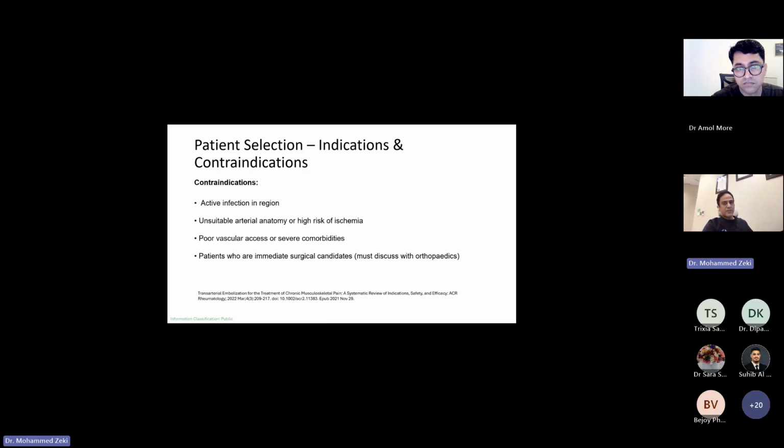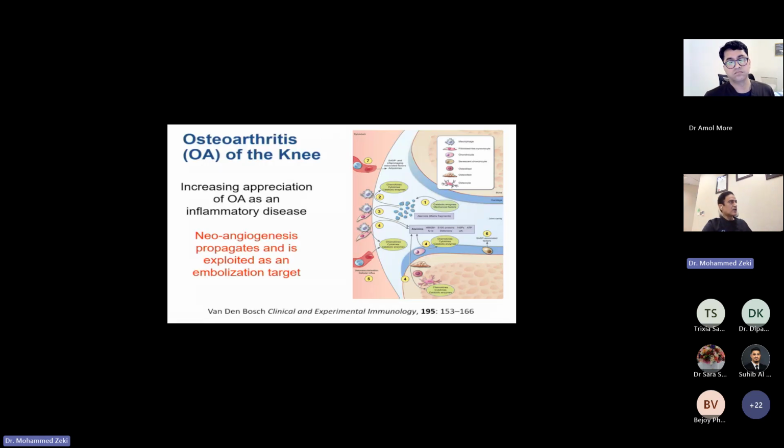Contraindications, on the other hand: if the patient has an active infection, this is a contraindication. If the patient is quite elderly, or has difficult anatomy or poor vascular access, this is also a contraindication. And patients who immediately need surgery, which I will talk about in detail later on.